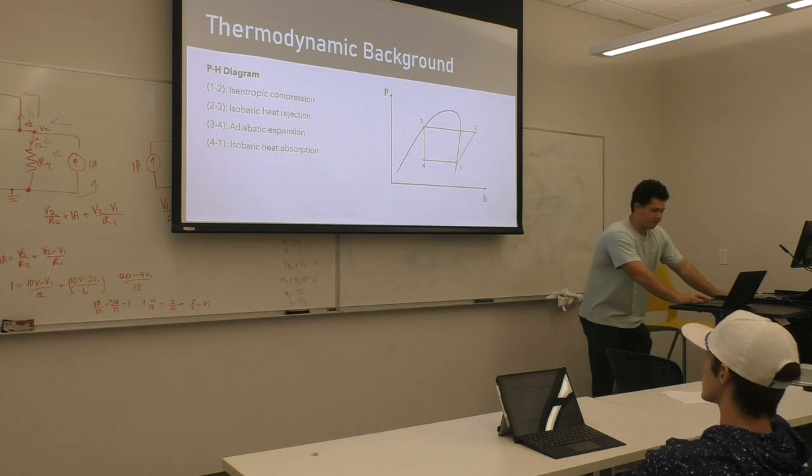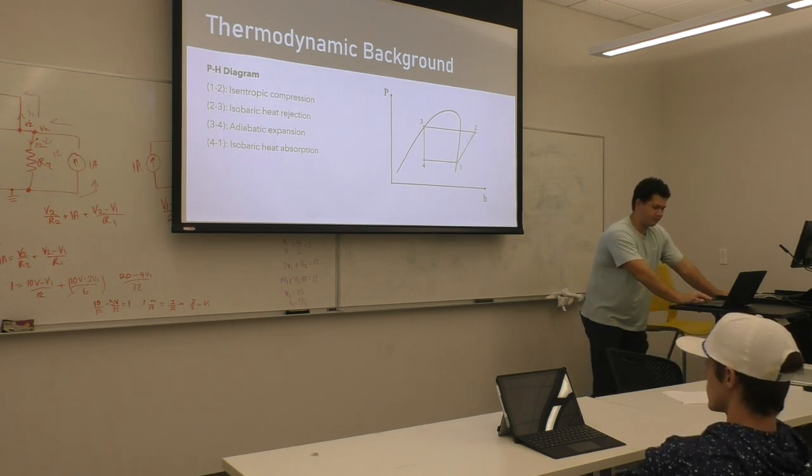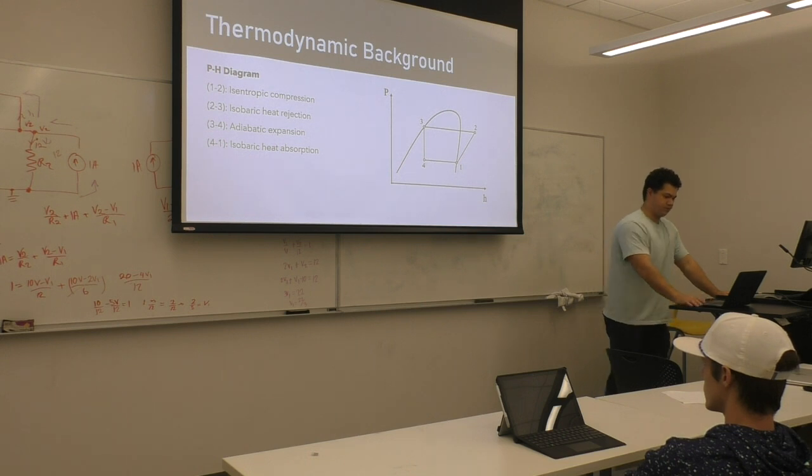Okay. So from 1 to 2, you're getting your isentropic compression. 2 to 3, you're getting your isobaric heat rejection. 3 to 4, you're getting your adiabatic expansion. And then 4 to 1, you're getting your isobaric heat absorption.